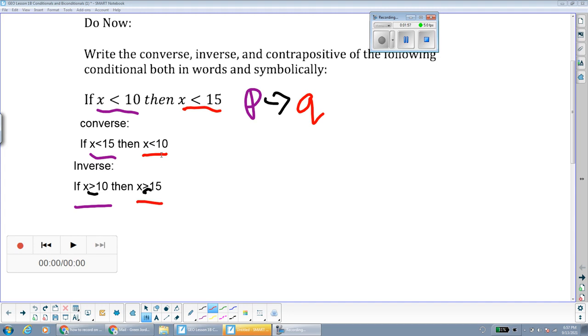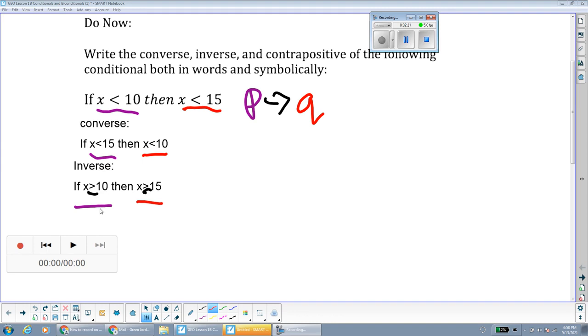Here we have the inverse of the original conditional statement. That would be if x is greater than or equal to 10, then x is greater than or equal to 15. So notice that the order didn't change, like in the converse. The premise and the conclusion are still in the same spots as the original conditional, but what did happen is both the premise and conclusion were negated.